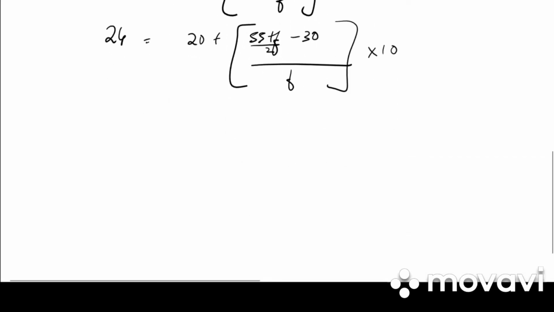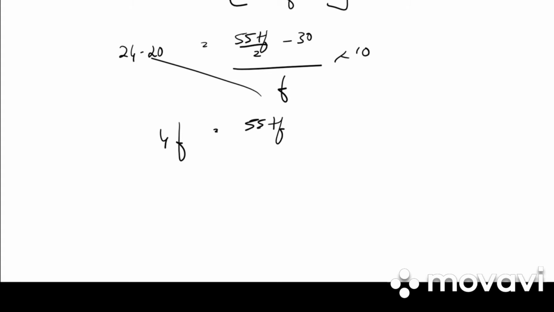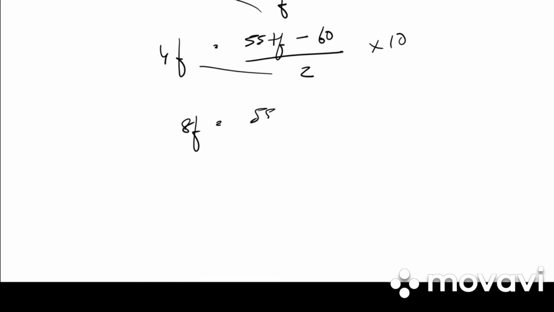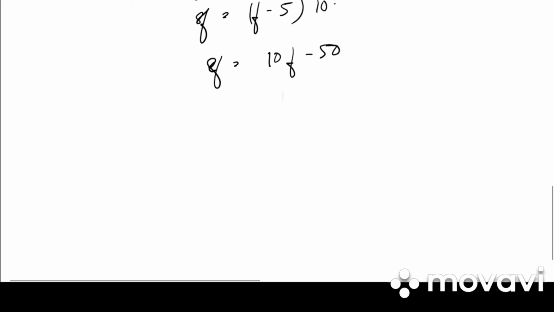Median is 24. So 24 minus 20 is equal to 55 plus f divided by 2 minus 30 divided by f into 10. 4f will go that side. 4f is equal to 55 plus f minus 2 is the LCM, 60 divided by 2 into 10. 8f is equal to 55 plus f minus 60 into 10. So 8f is equal to f minus 5 into 10. 8f is equal to 10f minus 50. 10f minus 8f is equal to 50.